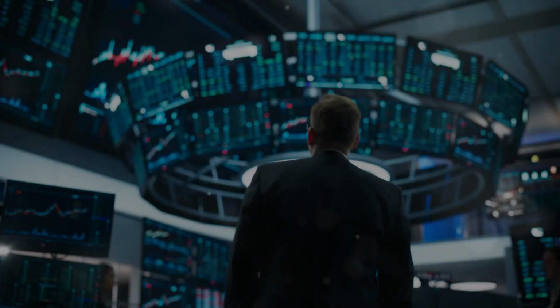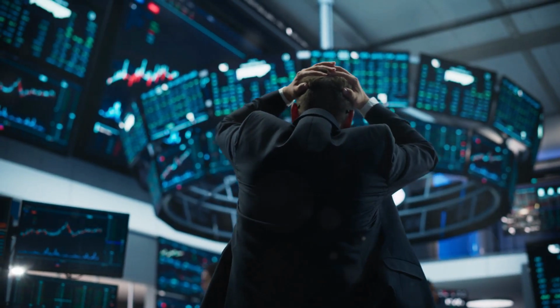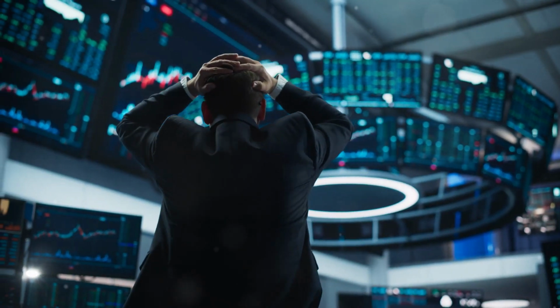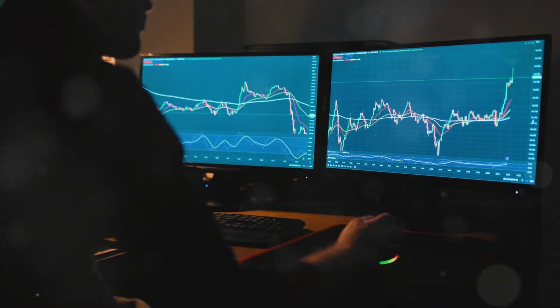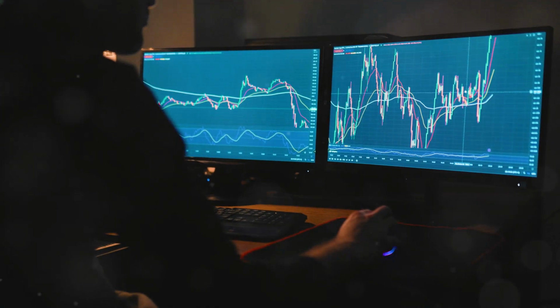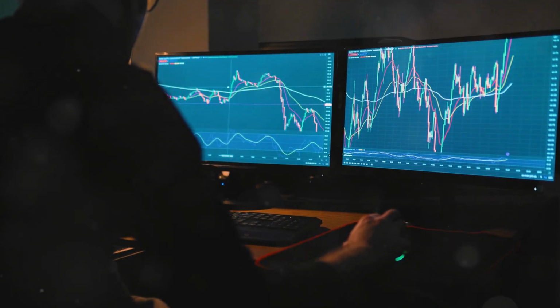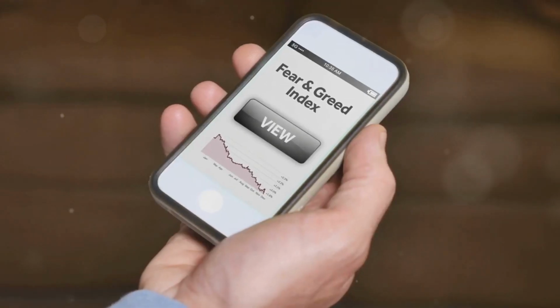How does it work? The idea is based on the concept that extreme fear can drive prices lower, and extreme greed can drive prices higher, often beyond the fundamental value. Traders and investors use this index to assess market sentiment and potentially time their entries and exits based on whether the market is overbought or oversold.